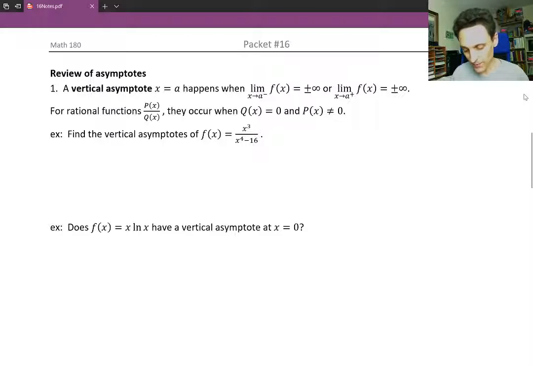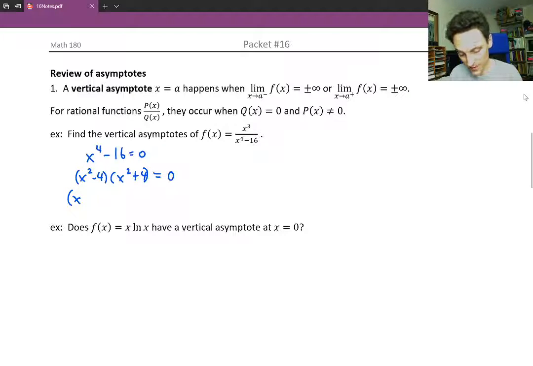In the first example, we're asked to find the vertical asymptotes of f of x equals x cubed over x to the fourth minus 16. The key here is to look at where the bottom of the polynomial is equal to 0. We're going to need to factor, and we'll get x squared minus 4 times x squared plus 4, that's the difference of squares. Then we can factor the x squared minus 4 as another difference of squares, as x minus 2 and x plus 2. Now the x squared plus 4 we can't factor anymore because that's an irreducible quadratic.